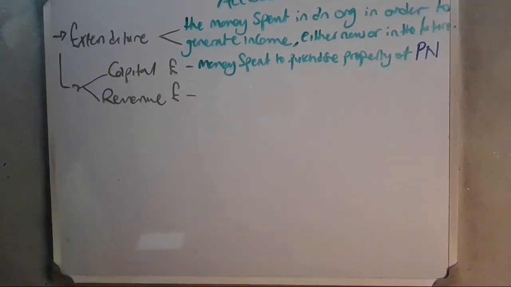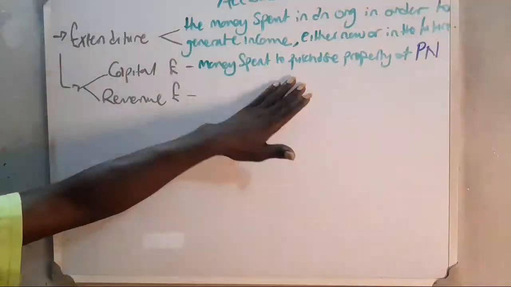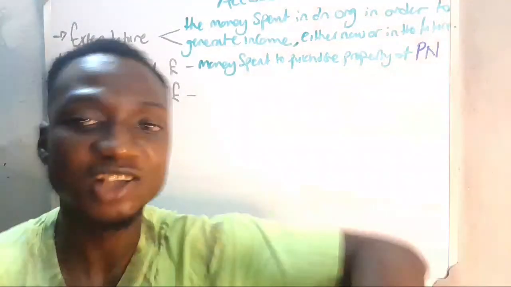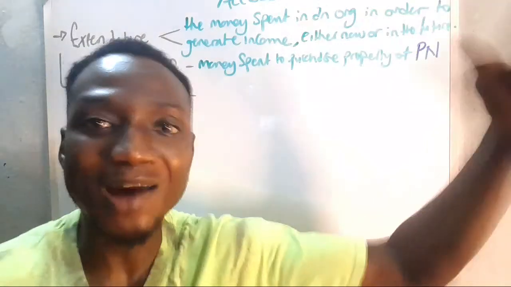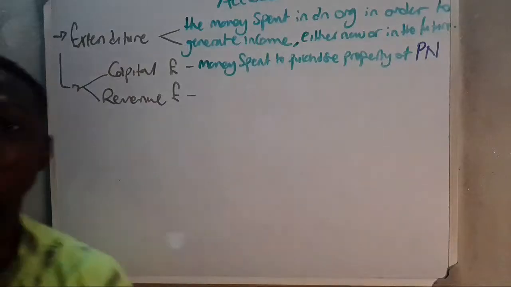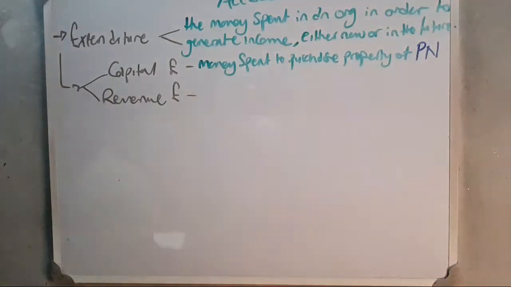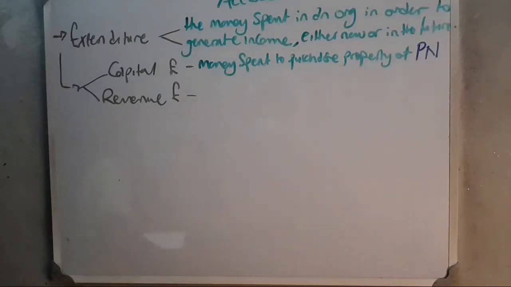Now let's continue. Capital expenditure, like I said, items purchased under capital expenditure are not items that you buy to resell. They are not items that you buy in order to resell. Capital expenditure items are not purchased with the aim of reselling.